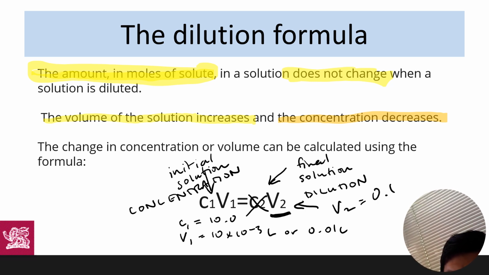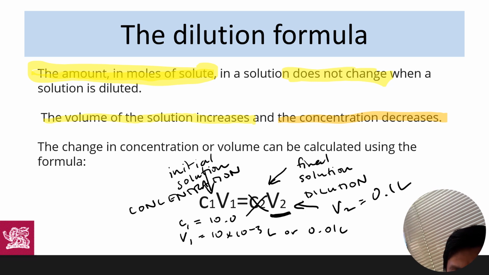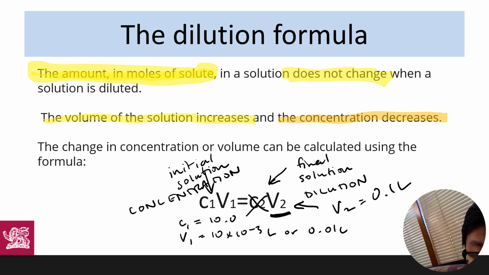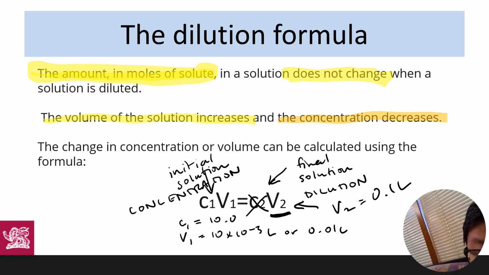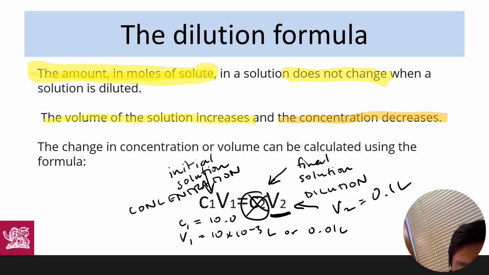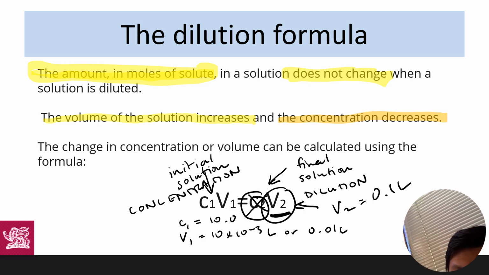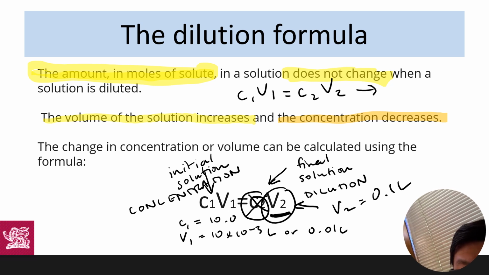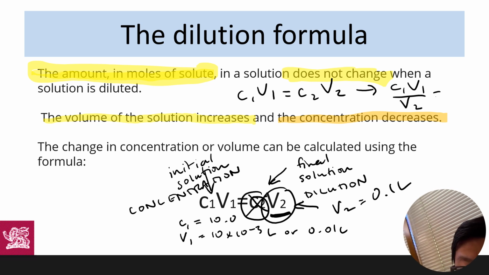Okay. So if C1V1 equals C2V2, then what we can do is rearrange the formula so that C2 is by itself, which means we're dividing both sides by V2. So we end up with a rearranged formula that's gone from C1V1 equals C2V2, to become C1V1 divided by V2 equals C2.